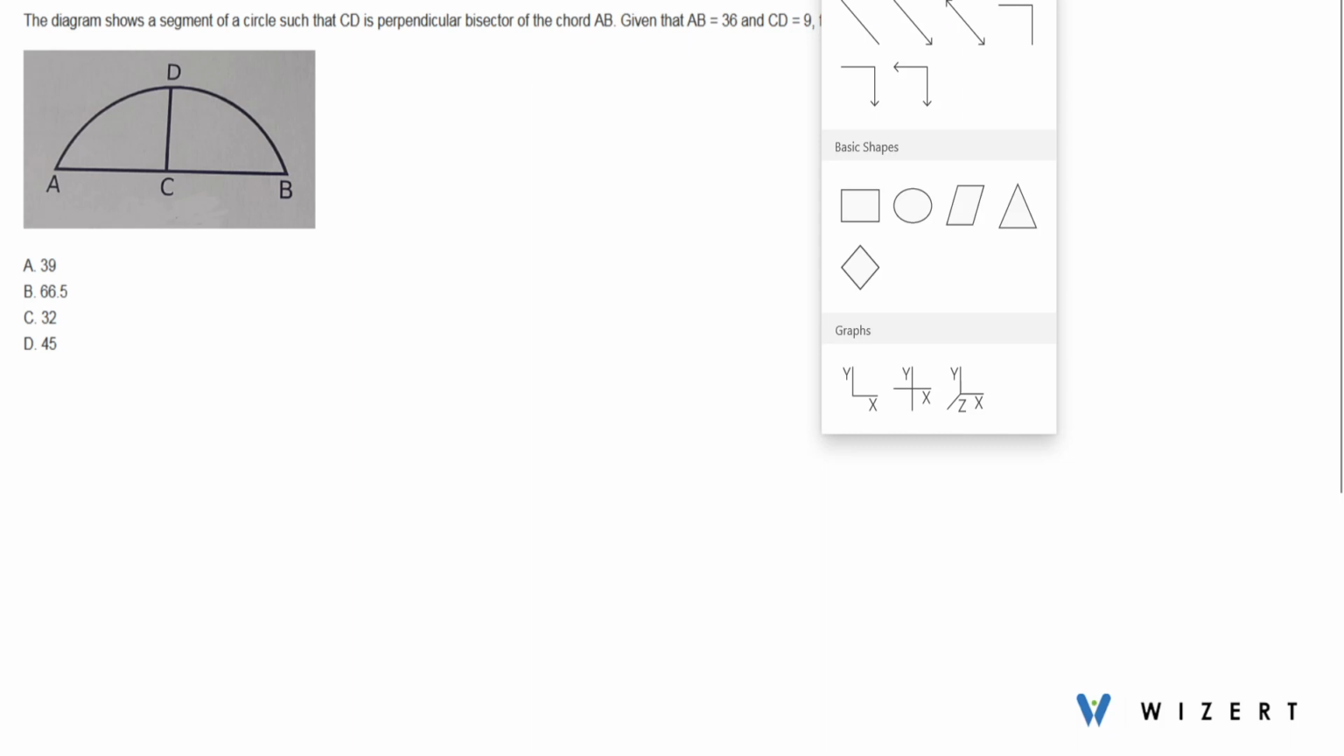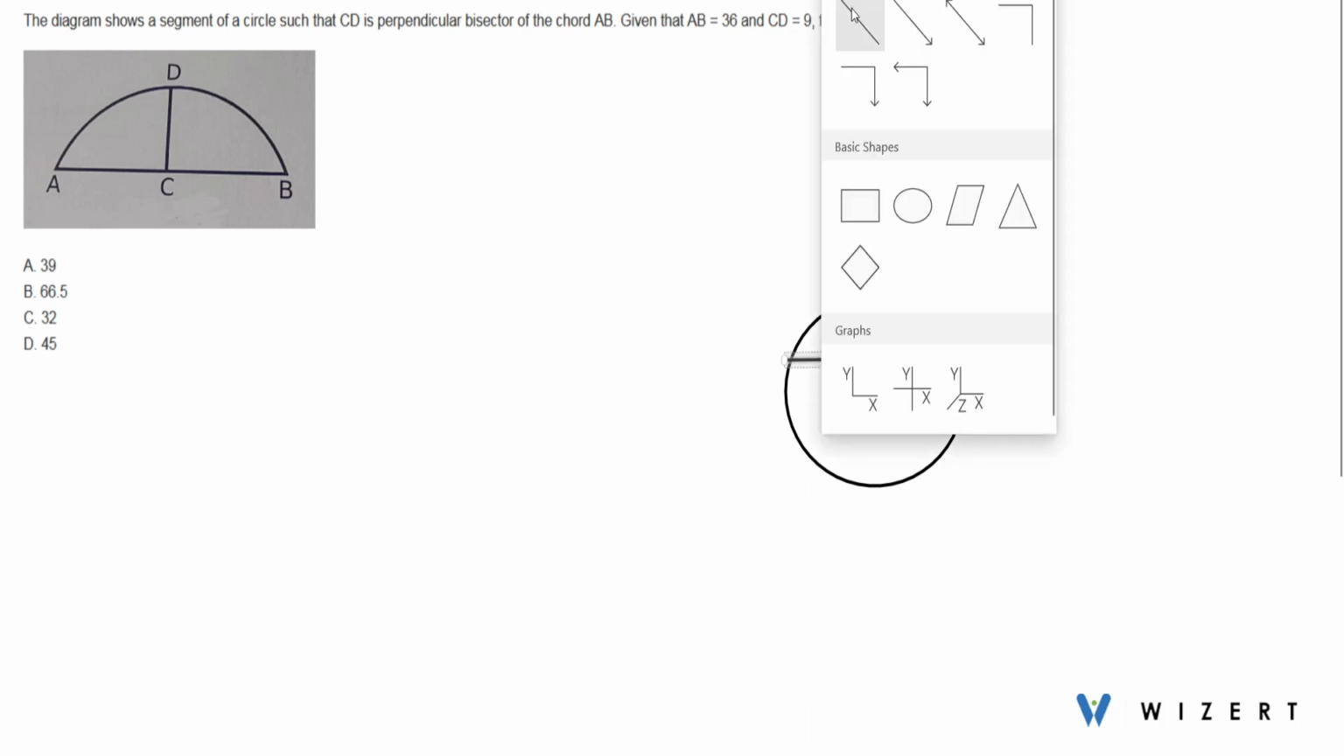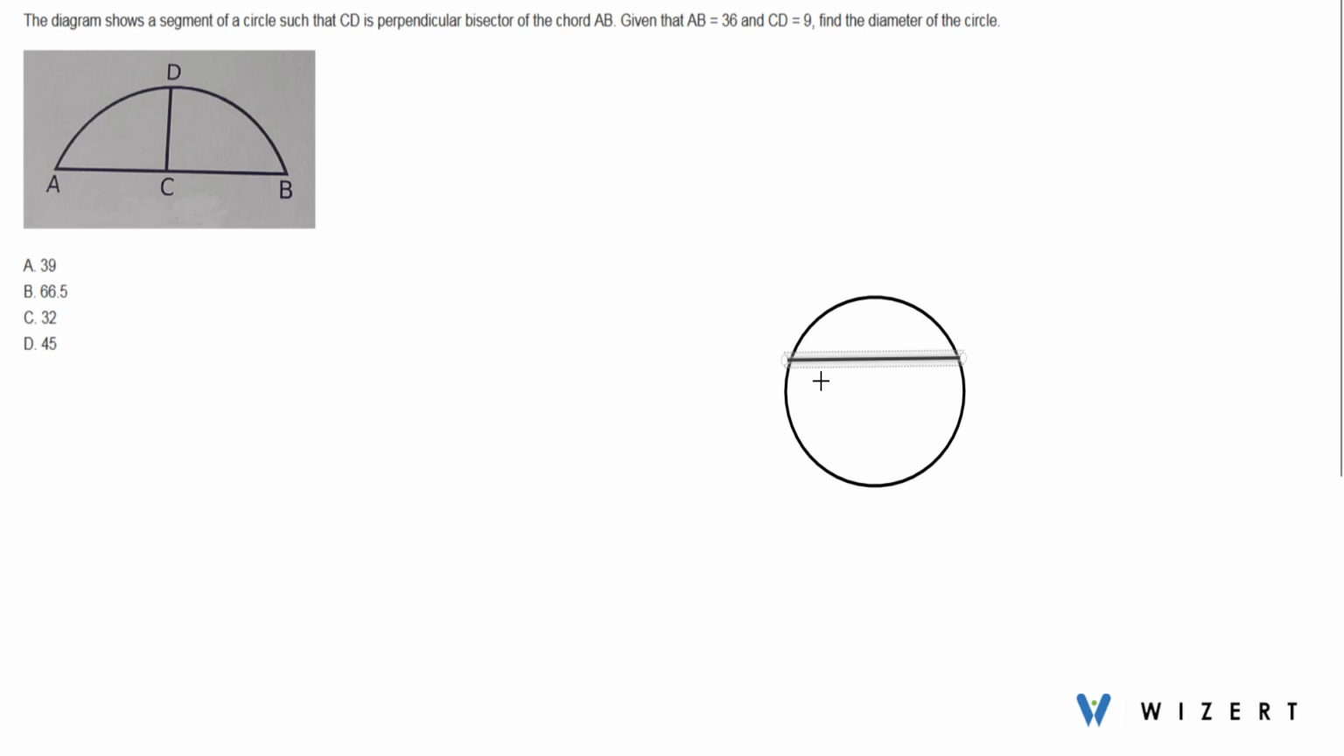So in order to proceed further, we need to draw the original circle. So let this be our original required circle, and then we have to draw the chord CD. So this is the chord CD, and this is the chord AB, and the line CD bisects the chord AB like this. Let's expand it. Okay, so this is the center of the circle.